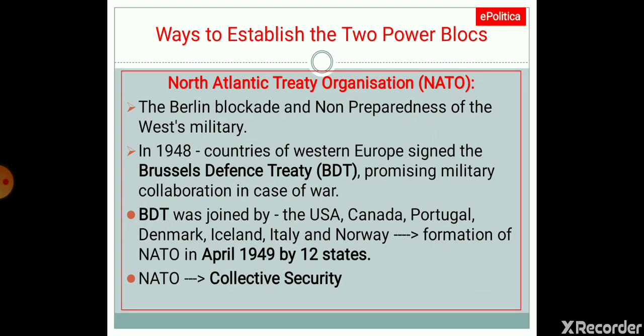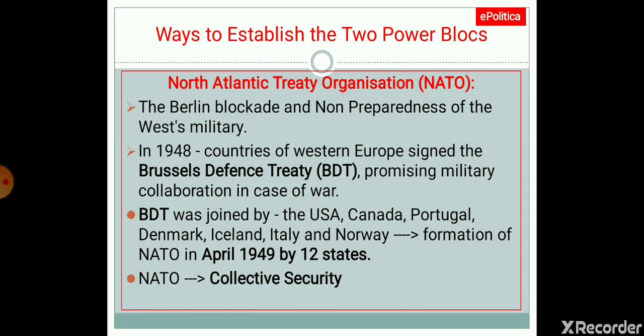Now, what were the ways being used by the superpowers in order to establish the two power blocs? Let us have a look at it. At the beginning of the Cold War, it was noticed that both USA and USSR adopted many ways and created many institutions so that they could institutionalize these two power blocs. One of the important initiatives taken in this line was the North Atlantic Treaty Organization. In short, it is also known as NATO.